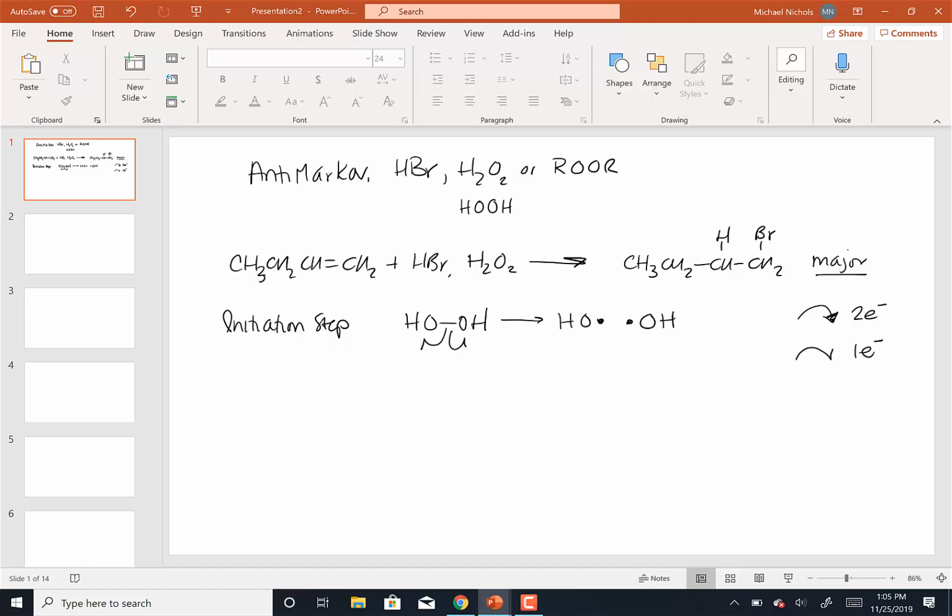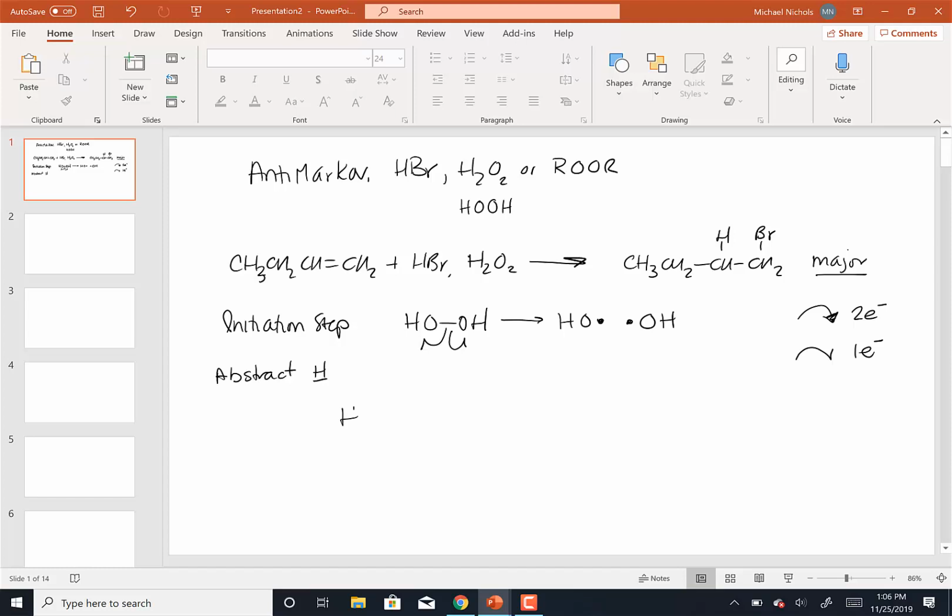So we break the oxygen-oxygen bond and give each oxygen an unpaired electron. Now, those oxygens are not stable because they only have 7 electrons versus having 8. So they're going to want to get something with another unpaired electron to take them back to having a full octet. And in general, what radicals do is they abstract hydrogens. And that term is abstract hydrogen atoms. And so we'll see the example of that in the next step.